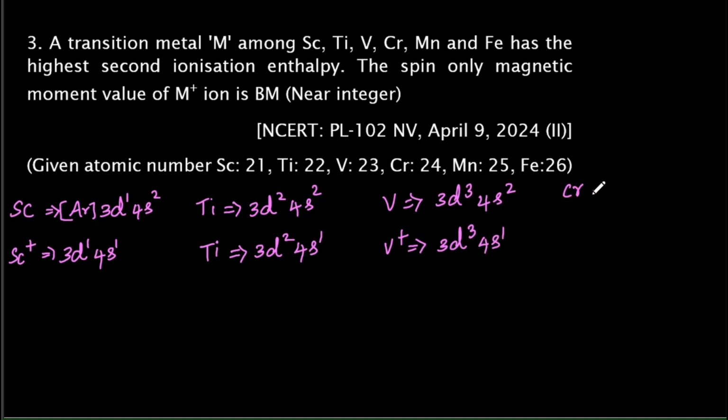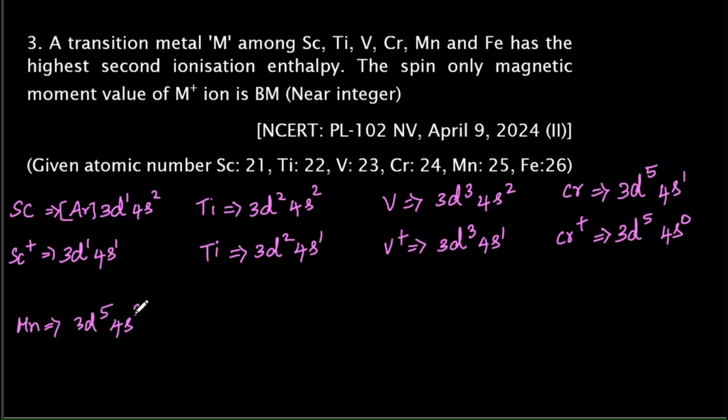Then going to chromium, the general electronic configuration is 3d5 4s1. Then after the removal of the first electron, it becomes 3d5 4s0. Then for manganese, 3d5 4s2. Manganese in +1 oxidation state is 3d5 4s1. Then for iron, 3d6 4s2.